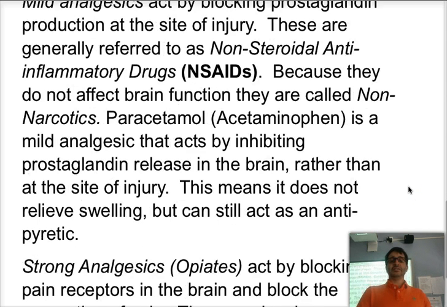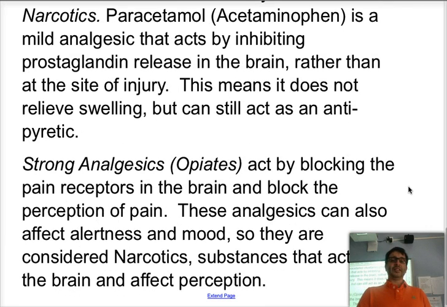Strong analgesics, and we're going to talk about opioids or opiates, all right, actually act in a different fashion. They act on the brain itself, and they literally block the pain receptors, all right, and therefore by blocking the receptors where those prostaglandins would actually bind and stimulate the sensation of pain that then would be analyzed by the brain as that message that is pain, these analgesics will bind there and block the prostaglandins, and so we do not feel the pain at all.